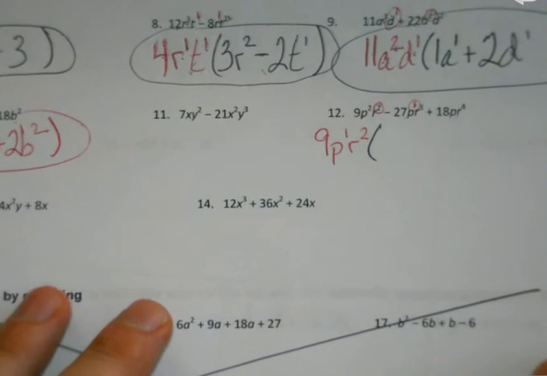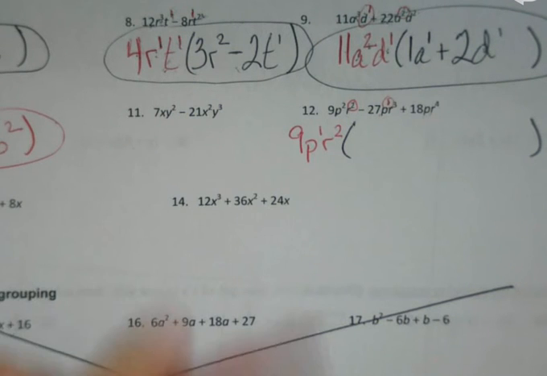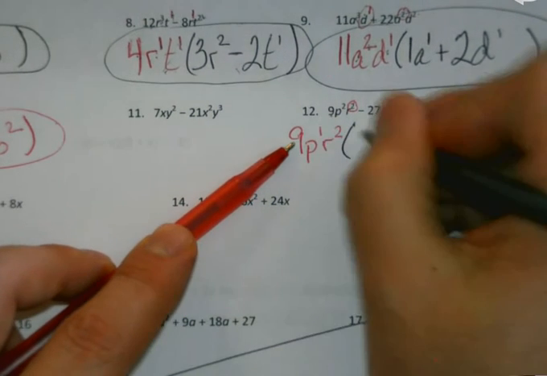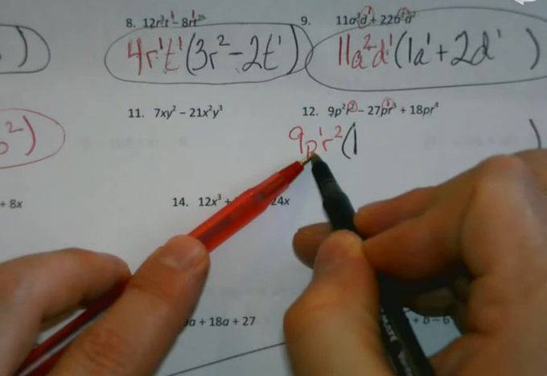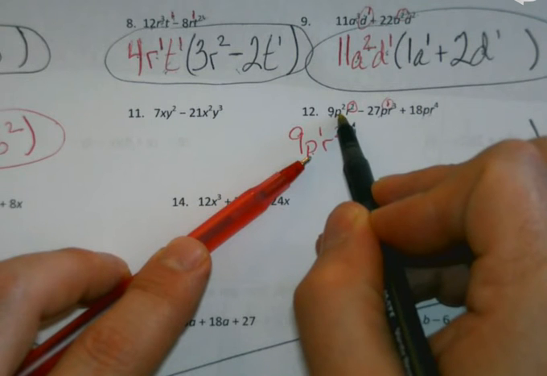And then we just go into building mode. Let me scooch over a little here. All right, so let's see. 9 times what gets me to 9? 1. I have 1p. I need to get to 2. So how many more do I need? 1.